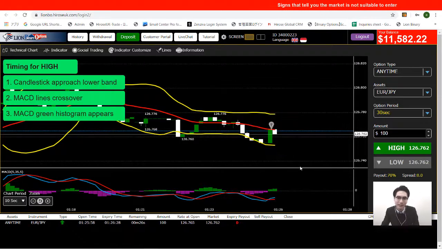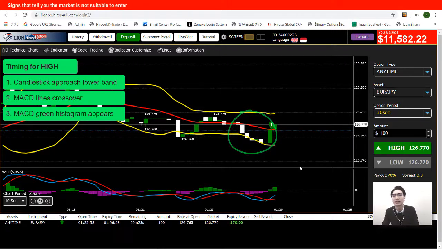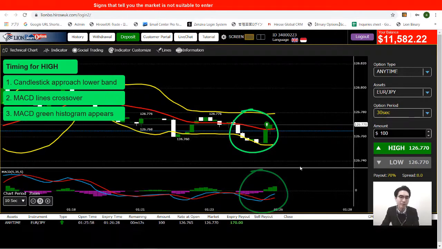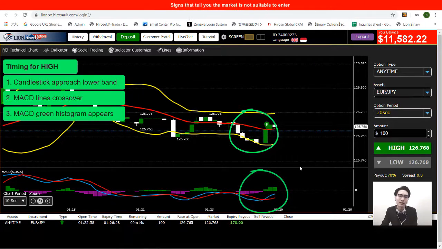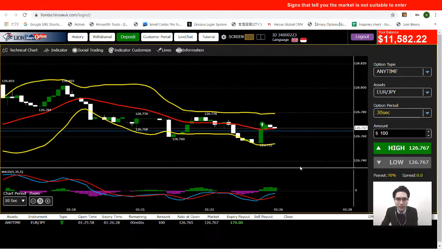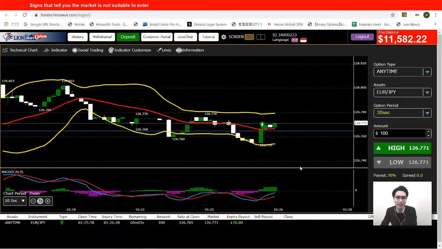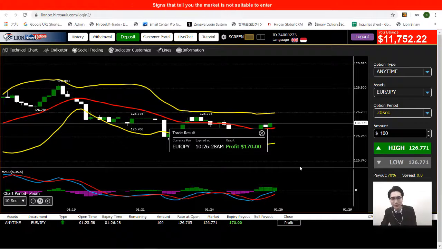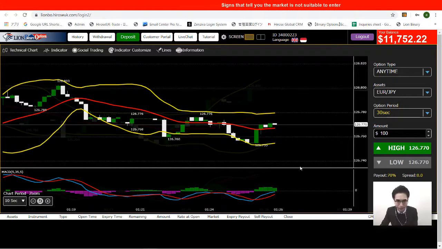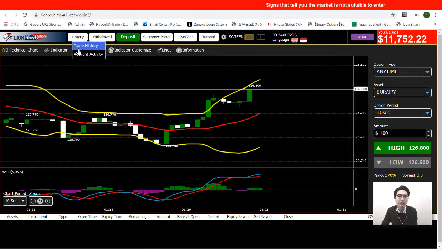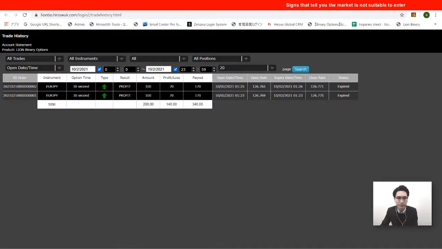Again, the candlestick approaches the lower band, and then I move on to the MACD, and the two lines crossover, and then I have a green histogram. Again, those two are the bullish indications. That's why I opened a high option here. Now the trade is about to finish, and I'm guessing I'm going to make this trade in profit. Okay, it's ending in profit. So we will take a look at the trade history. Two trades for today, and both of them ended in profit.